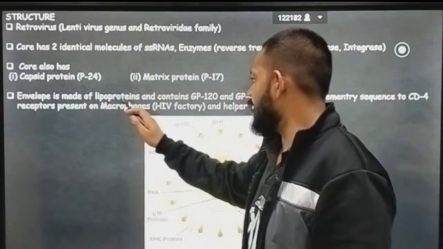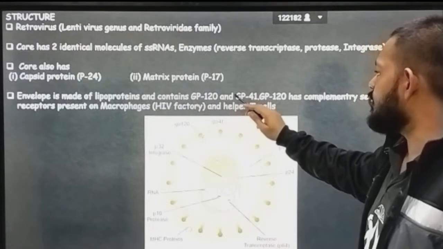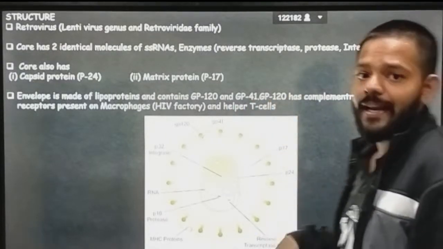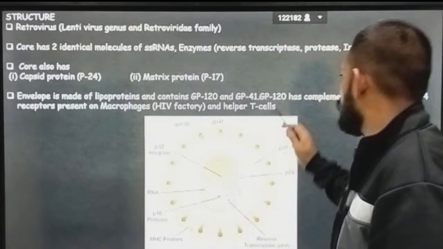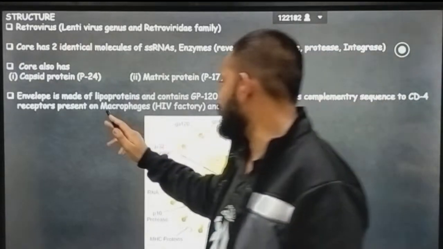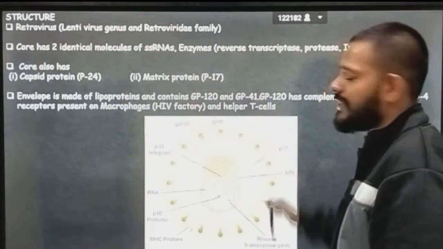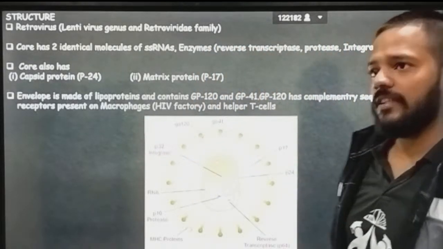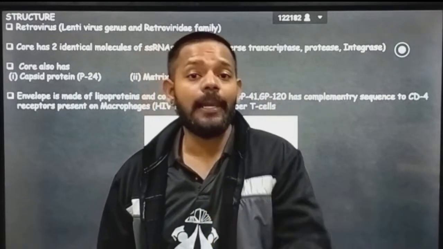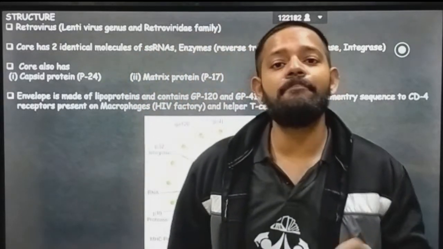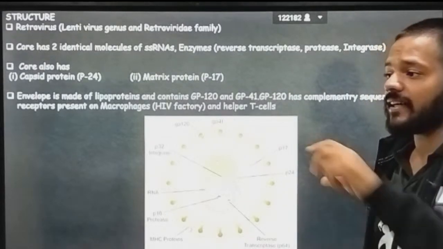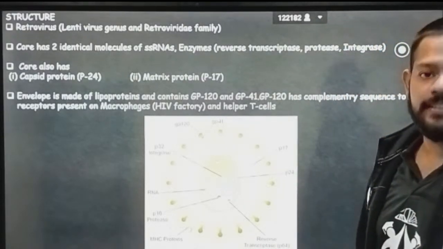Okay, the envelope is made up of lipoprotein and contains GP120 and GP41 receptors. Antigen receptors, you can say. GP120 has a complementary sequence to the CD4 receptor present on macrophages, the HIV factory, and helper T cells. Now see how the HIV virus enters inside the helper cells and macrophages. Simple. They have the key that fits the lock on the macrophages and helper T cells.